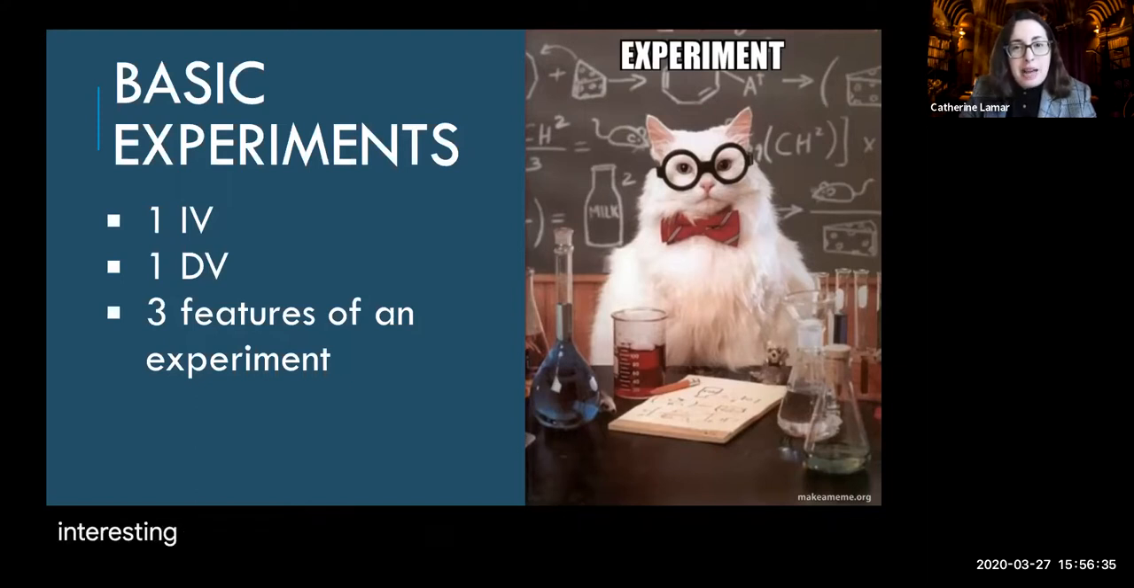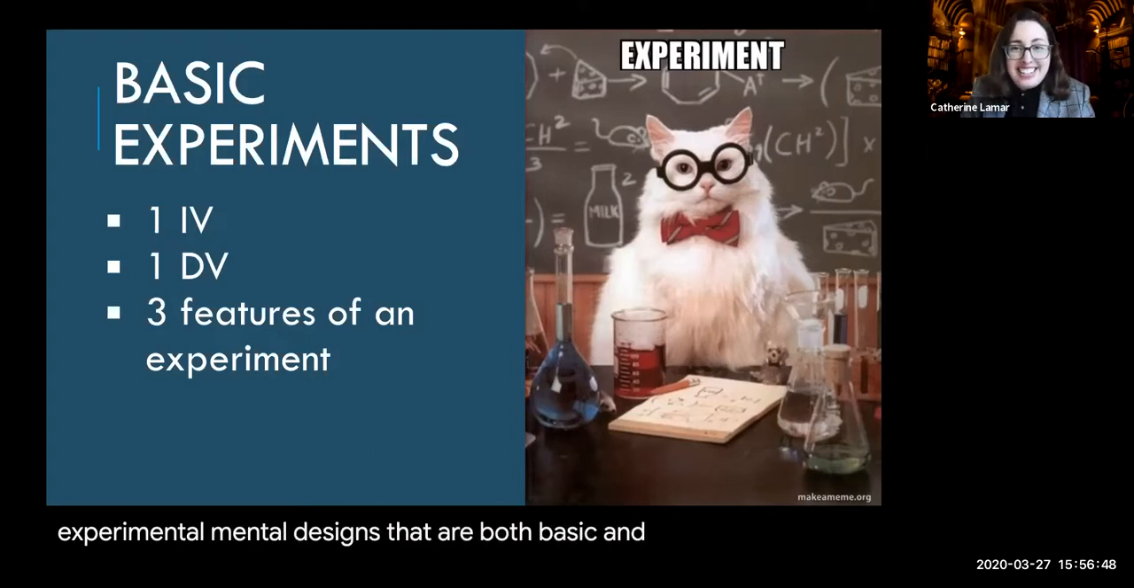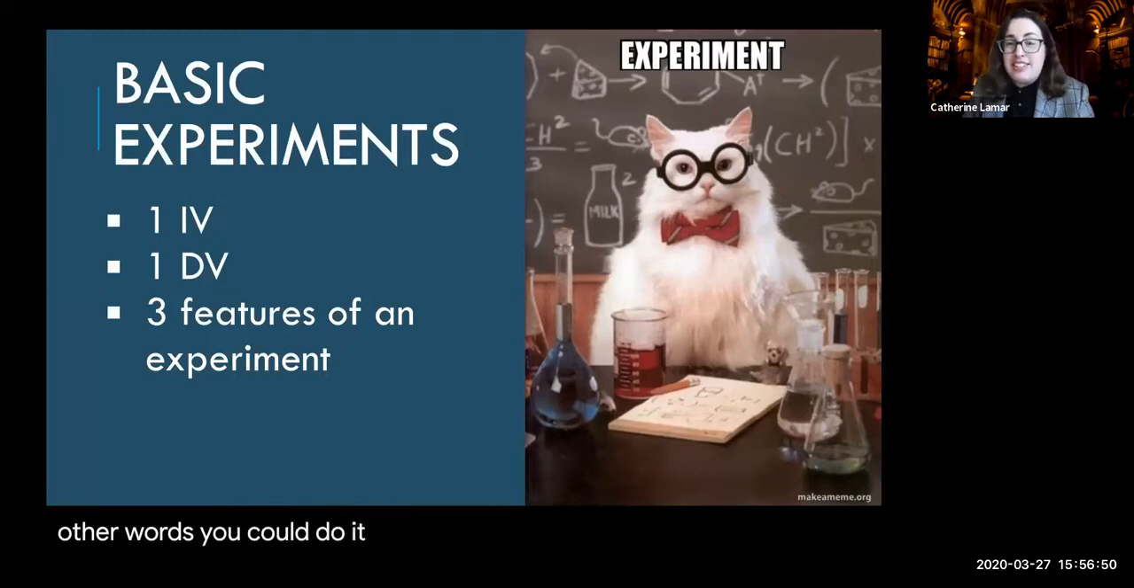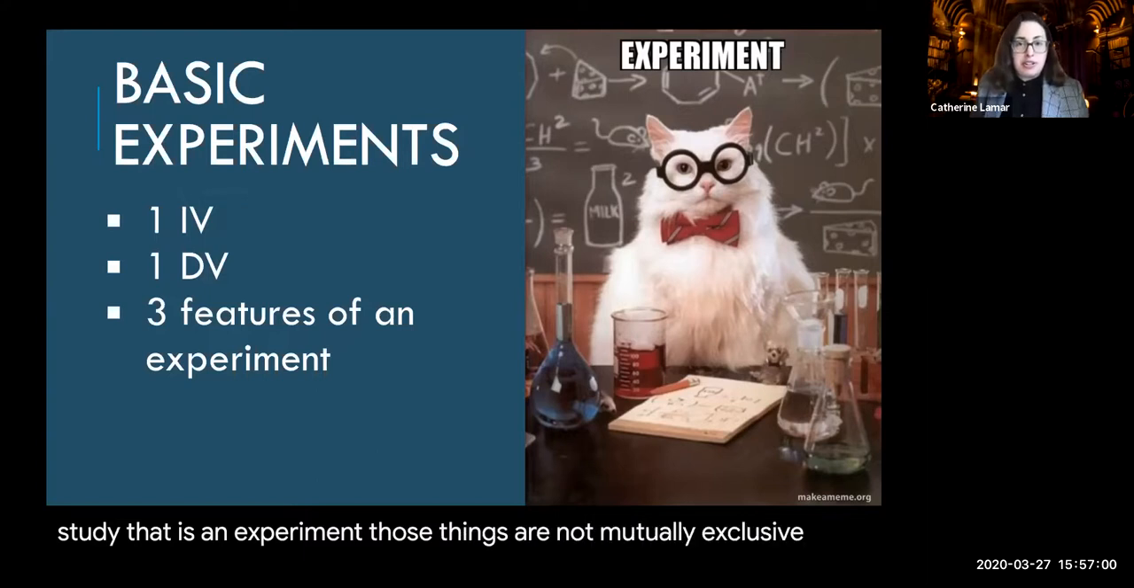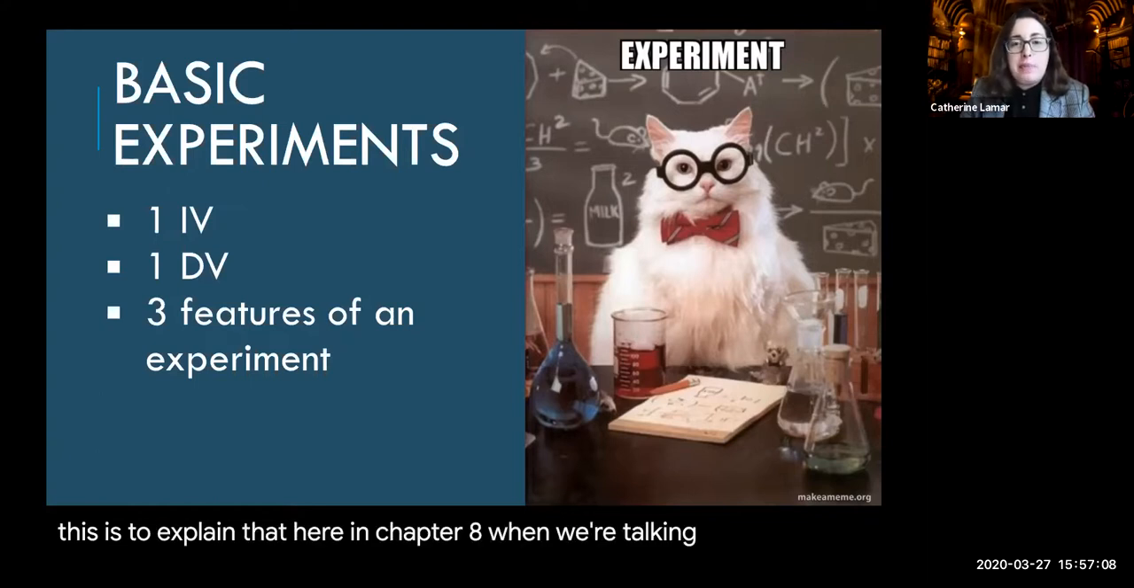The interesting thing about that is that both basic research and applied research can take many forms. We can have experimental and non-experimental designs that are both basic and applied in nature. In other words, you could do a basic research study that's a non-experimental study. It's not an experiment. You could do an applied study that is an experiment. Those things are not mutually exclusive. All of this is to explain that here in Chapter 8, when we're talking about basic experiments, it doesn't mean the same thing as basic research.